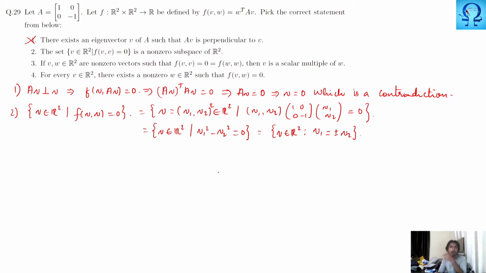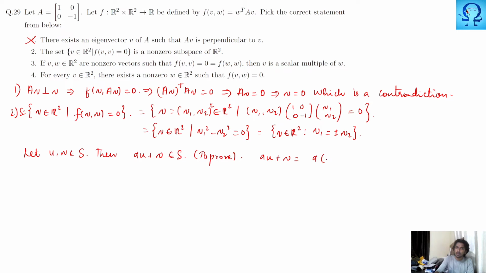We'll have to prove this is a non-zero subspace of R2. Yes, this is a non-zero subset of R2. That is evident. Now to check whether this forms a subspace or not, let me choose U and V in this set. Let me call this set S. Then I'll have to prove alpha U plus V belongs to S. Consider this alpha U plus V. U may be written as u1, u2, and V is v1, v2. So this is alpha u1 plus v1 and alpha u2 plus v2.